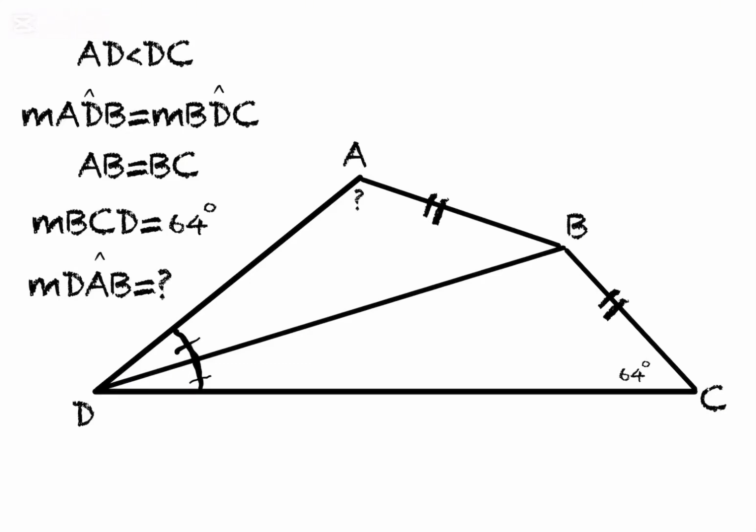Today, we're solving an intriguing triangle problem where we'll determine the measure of angle DAB. This question combines key properties of isosceles triangles and angle relationships, so stick around to see how it all unfolds.